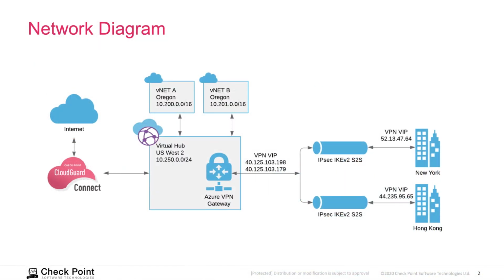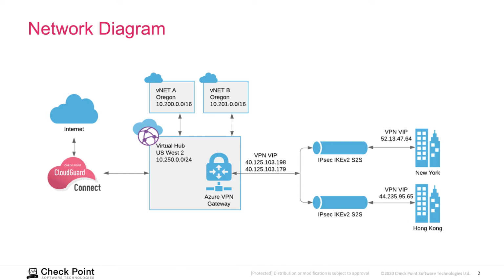Here is our network diagram. In the center, we have an Azure vWAN hub. It currently has two VNet connections and a VPN tunnel from Hong Kong. On the left, we have Check Point CloudGuard Connect. This is for protecting internet traffic from a vWAN hub.